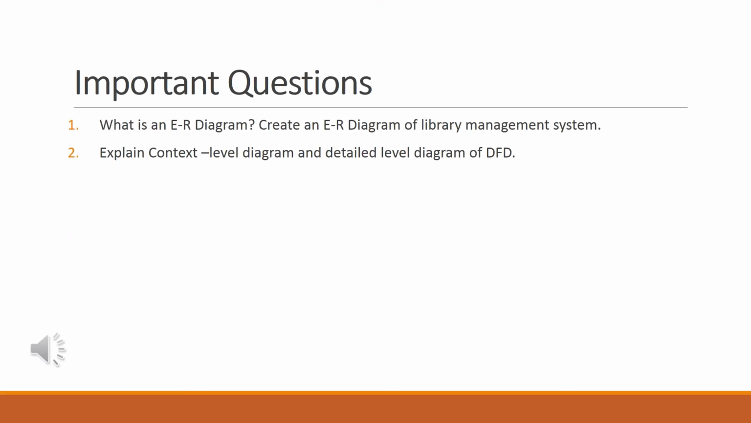Students, these are the important questions that you should study, and these questions are important from the examination point of view also. Sometimes they can be asked in the examination, so do prepare them. The first one is, what is an ER diagram? That is, you have to explain what an ER diagram is with all its symbols, and then you have to create an ER diagram of the library management system. Then the second one is, you have to explain the context level diagram and the detail level diagram that we have already discussed. You can explain it with the help of an example, like library management system or online shopping system or online website system. You can take any example and explain these questions.